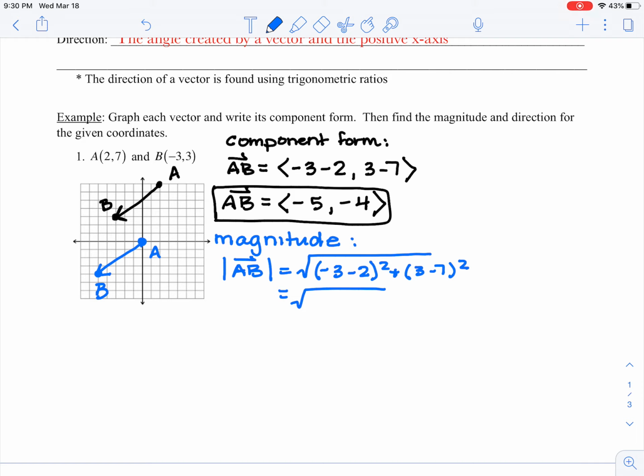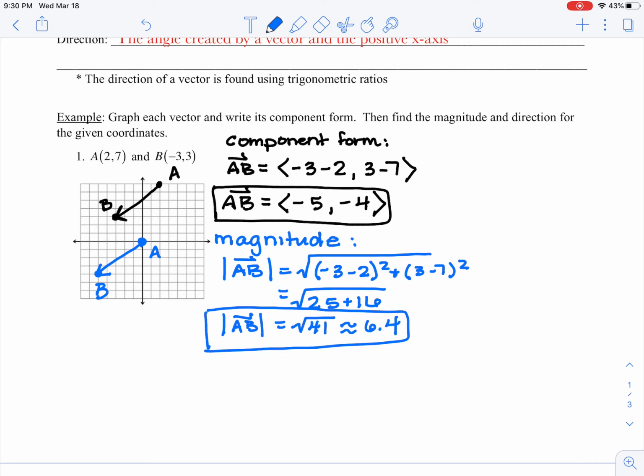So -3 minus 2 is -5, squared is 25. 3 minus 7 is -4, squared is 16. 25 and 16 makes the square root of 41. And let's say to the nearest tenth, that's about 6.4. So the magnitude or length of vector AB is the square root of 41, or about 6.4.